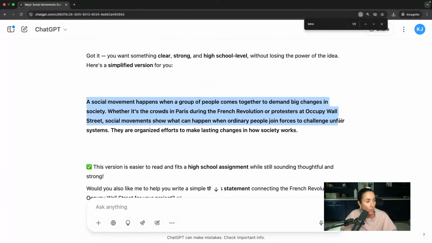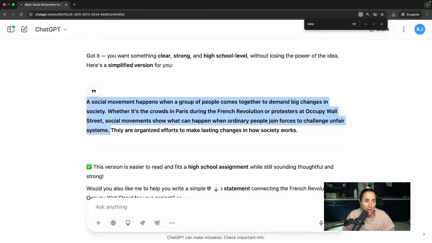Social movements show what can happen when ordinary people join forces to challenge unfair systems. I grabbed this. I don't like this. I kept that off. So I got this, and now I'm going to use that. Notice it's my 3rd iteration. It wasn't my first. It gets better and better as you ask it to tweak things, okay? And this is going to make for a better intro paragraph.